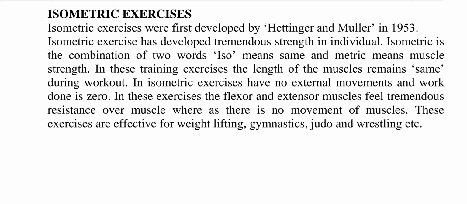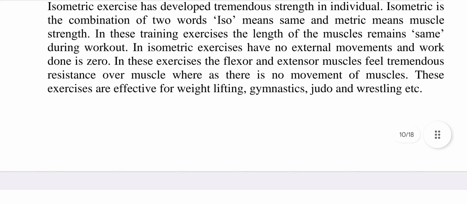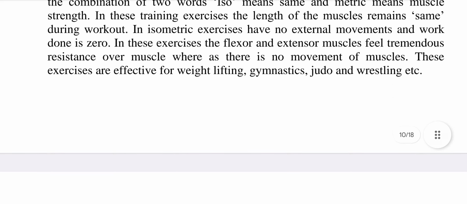Isometric exercises were first developed by Hettinger and Muller in 1953. Isometric exercise develops tremendous strength in an individual. Isometric is the combination of two words. Iso means same and metric means muscle strength. In these training exercises, the length of the muscle remains the same during the workout.